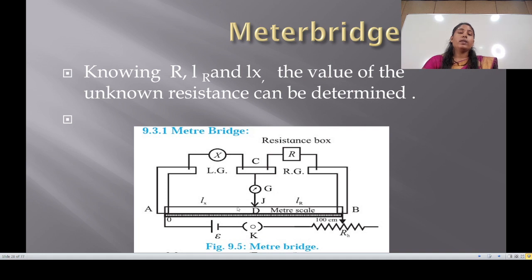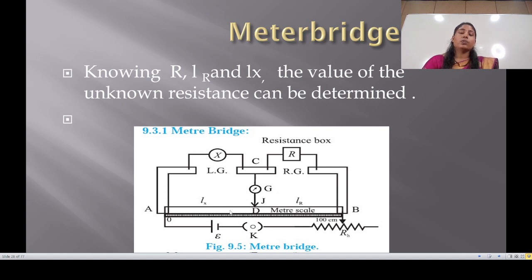When we touch the jockey onto the 100 centimeter wire, 100 centimeter means 1 meter. It is called a meter bridge because the wire has a length of 100 centimeters, that is 1 meter. Here are the EMF, a key, and a rheostat connected. Here are two fixed terminals of the rheostat, and here is a variable terminal, which we indicate with an arrow.